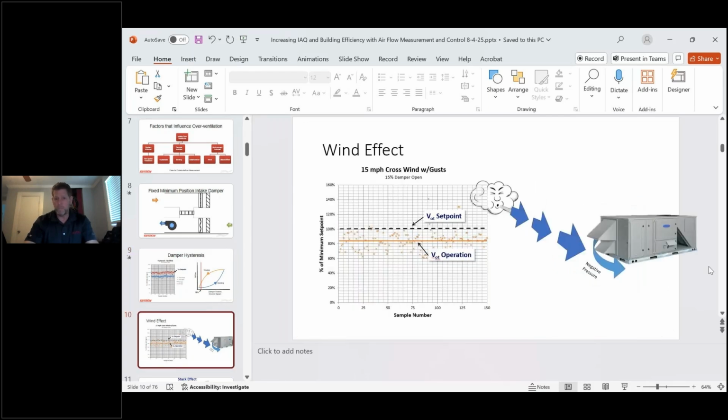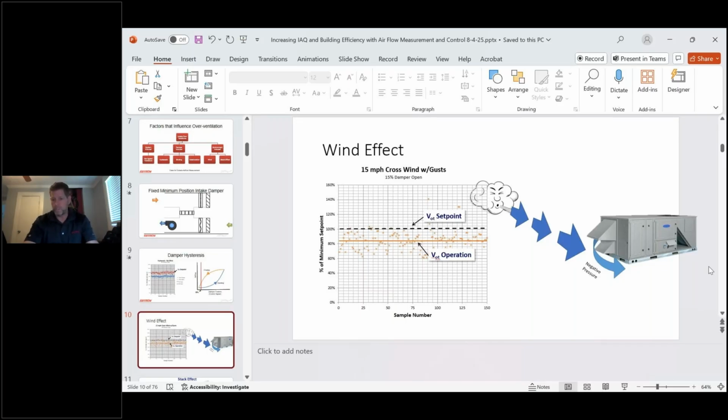Another effect we talk about is wind effect. If there's a crosswind, it creates a negative pressure on your outside air intake of your air handling unit. It doesn't mean you're not bringing air in. It just means you may not be bringing in as much as you thought you were if you're not measuring and controlling.